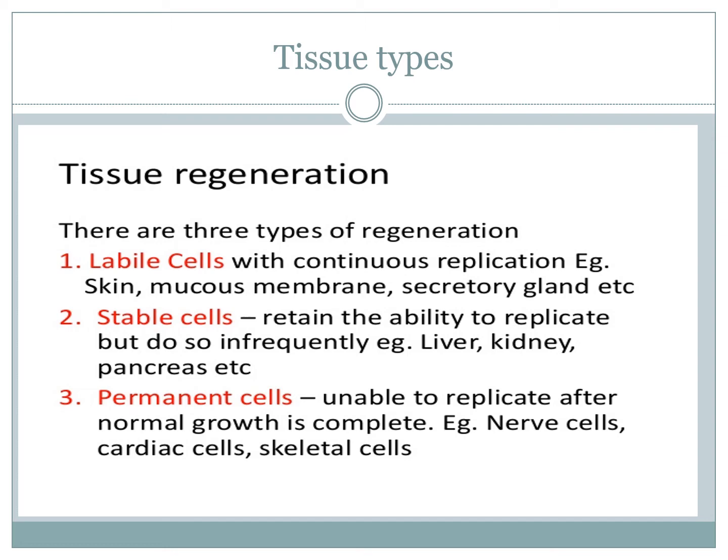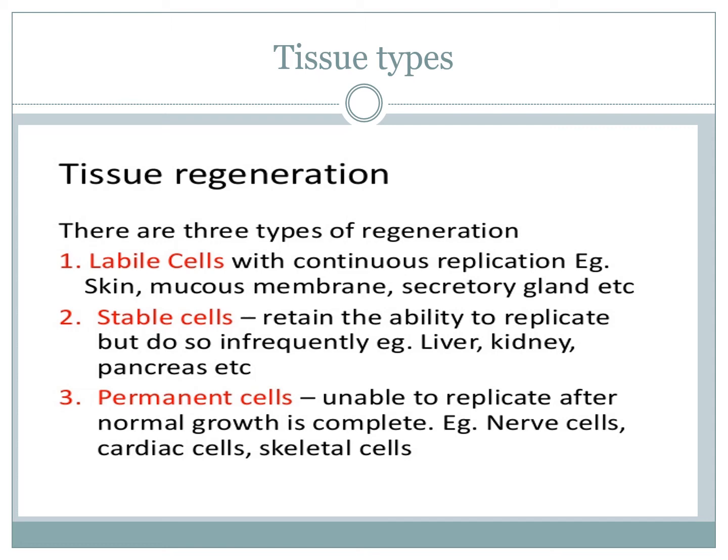Now, from labile tissue, you move into stable tissue. Now, stable tissue has the ability to regenerate, but it doesn't do it anywhere near as frequently as the labile cells, the labile tissue. And the last tissue type is your permanent tissue.